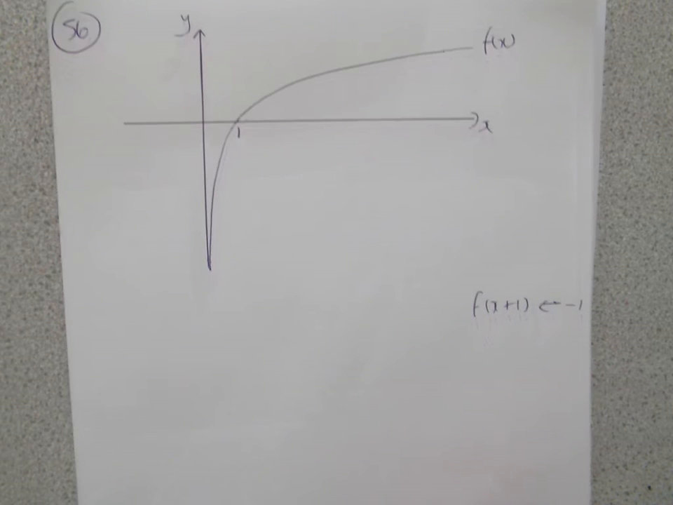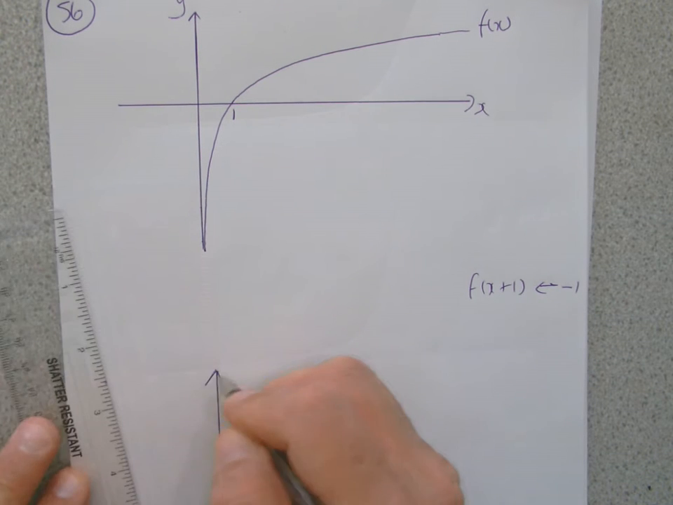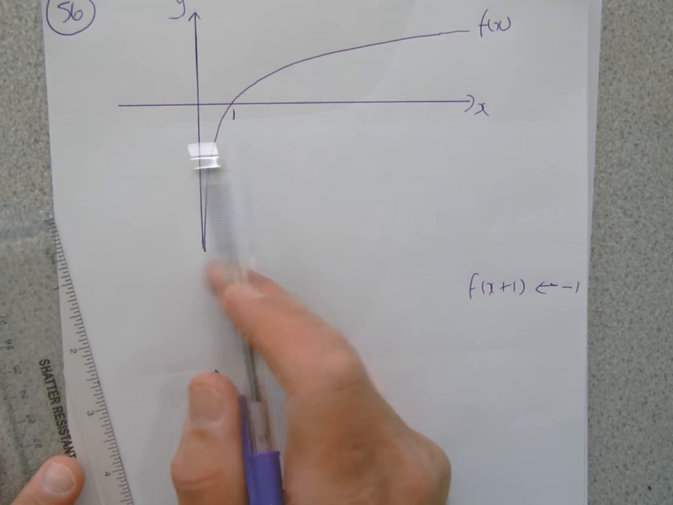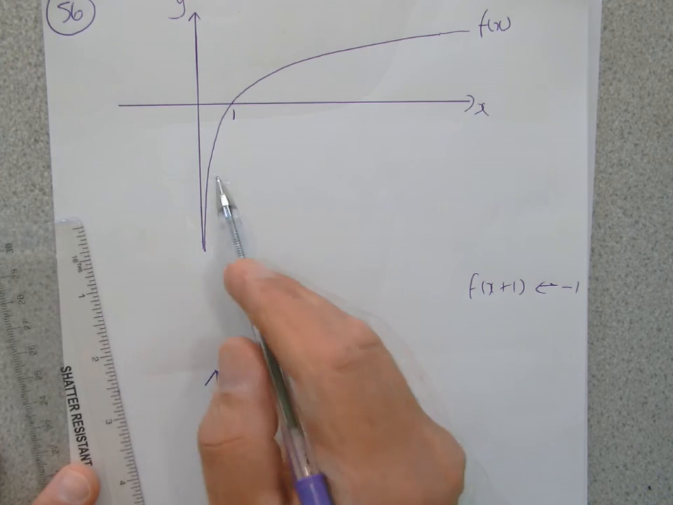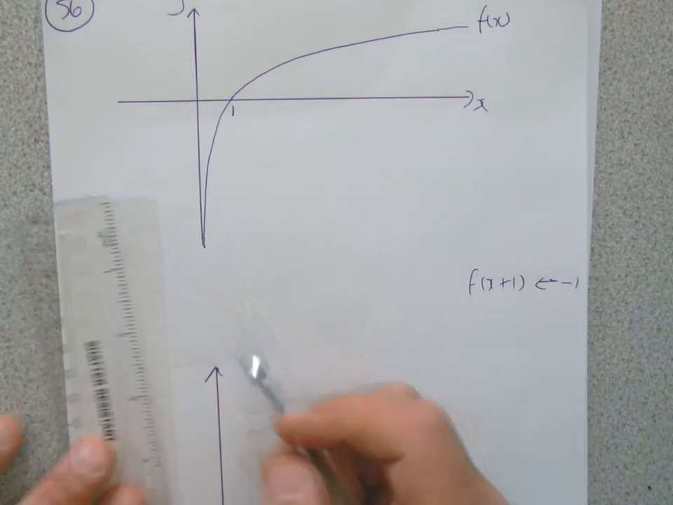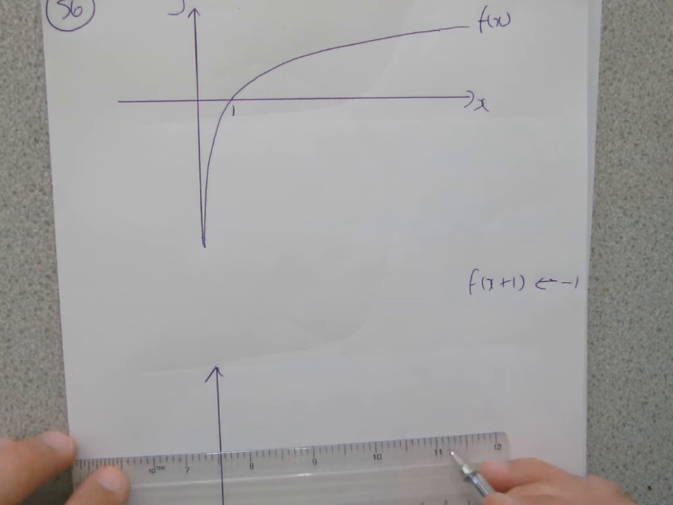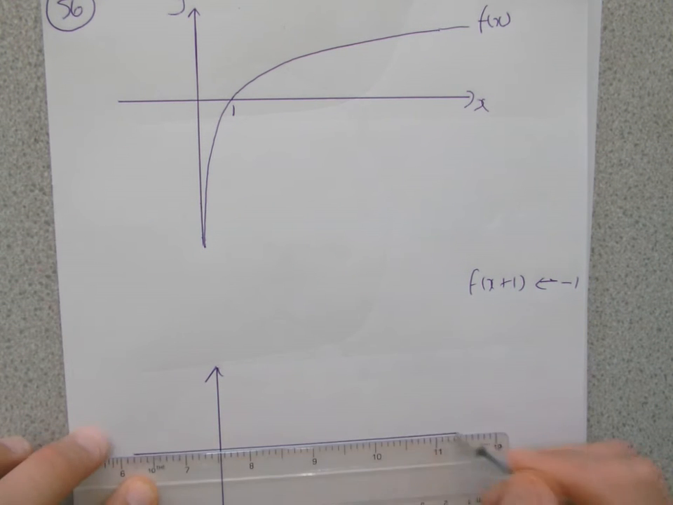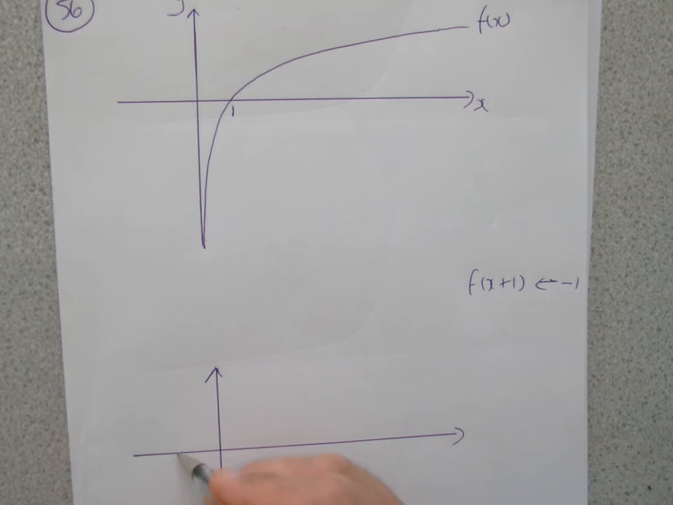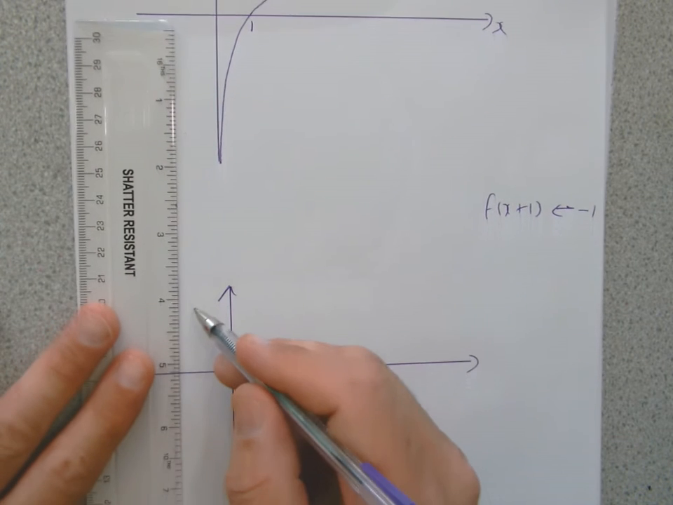So essentially I'm going to shift this back 1. Now the asymptote there is the y-axis. If I shift it back 1, then you're going to need a new asymptote. It's no longer going to be the y-axis, it's going to be minus 1, because it's shifting back 1. So we're going to have an asymptote there at minus 1.